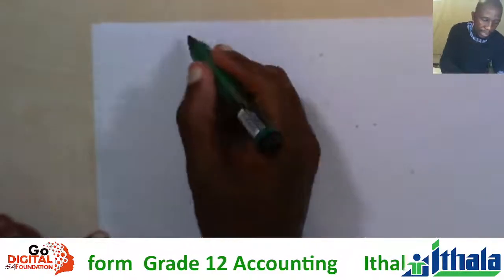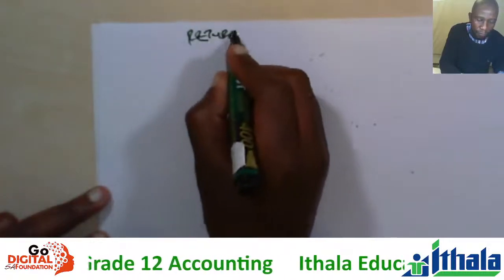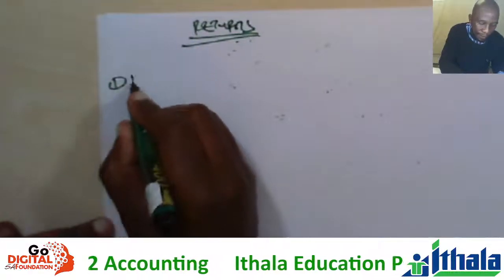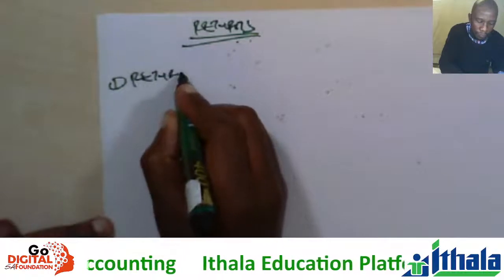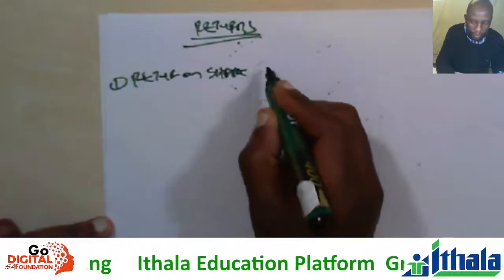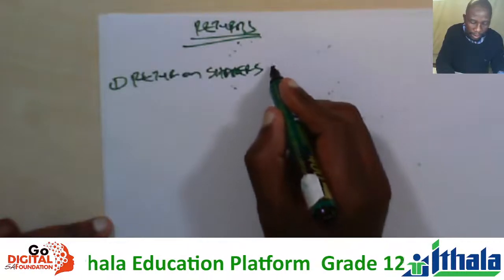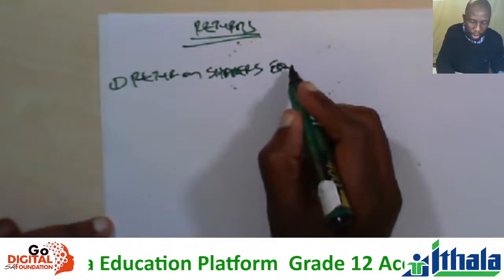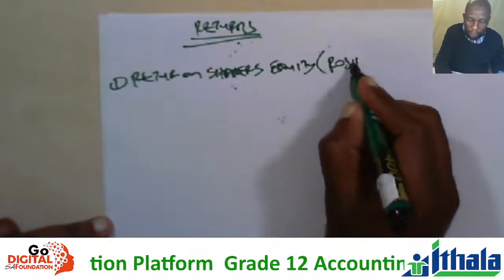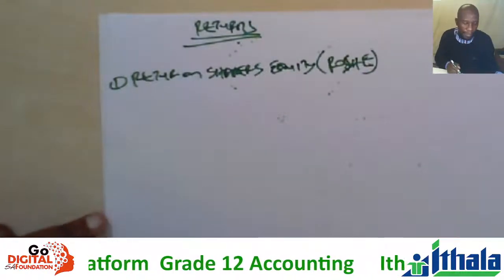The first ratio we are dealing with now is returns. There are only 2 returns, guys, we have no others. The first is return on shareholders' equity, ROSH. They call it ROSH or ROSHE, right?